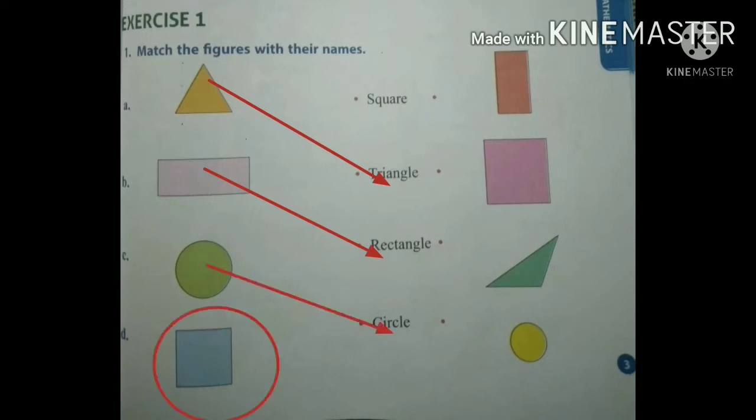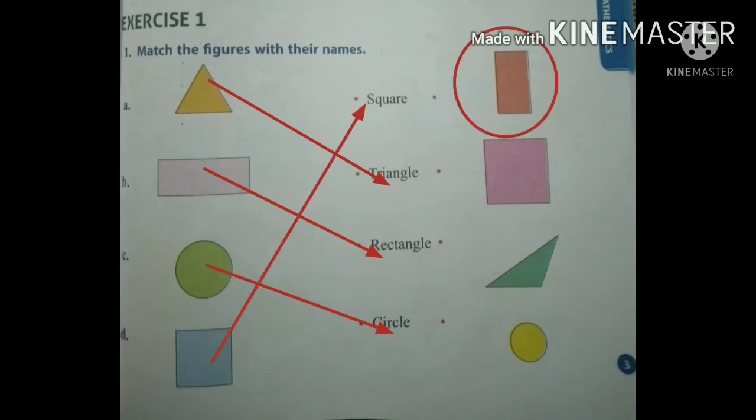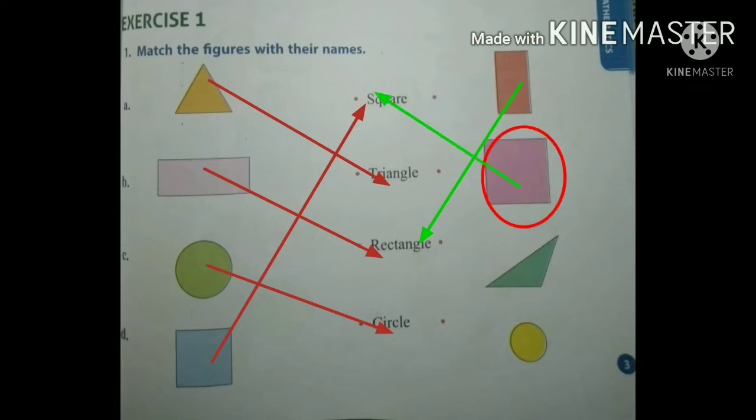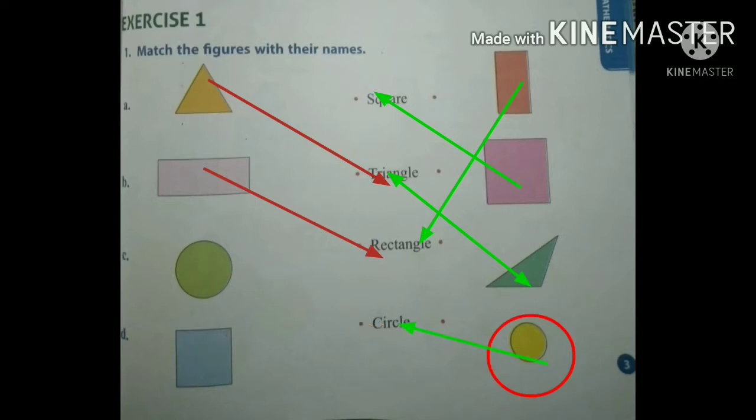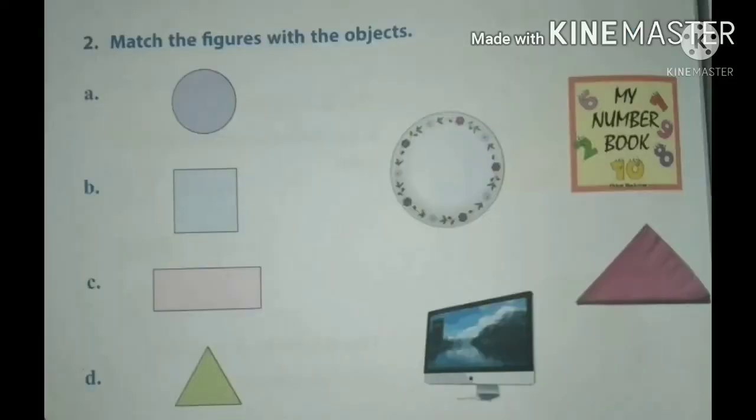The next one, yes, this shape has 4 sides and 4 corners, and also the sides are equal. All the sides are equal. So, this is square. Tell me children, which shape is this? Yes, this is rectangle. So, let us join this with rectangle. And the second one, yes, this is square. The next shape. This shape has 3 sides. So, this is triangle. The last one. Which shape is this? Yes, this is circle. Let us solve the next problem.